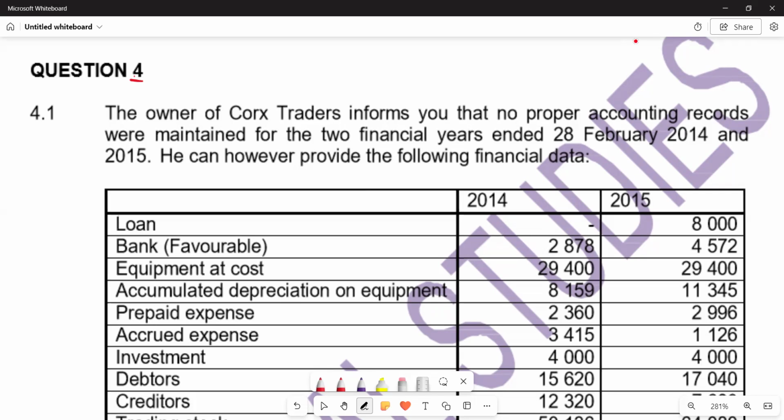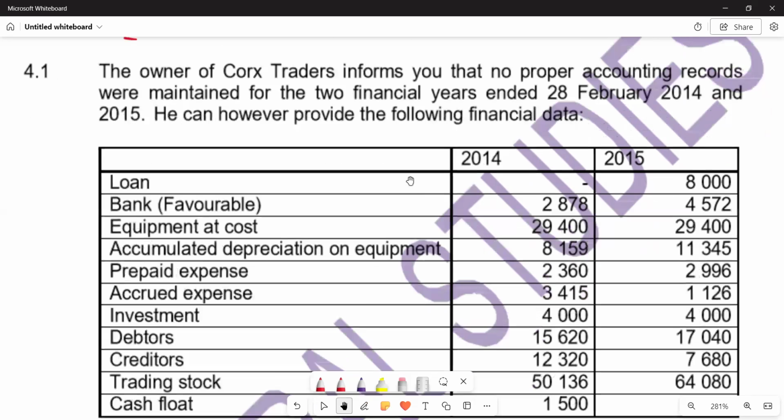So the question there is, the owner of Cox Traders informs you that no proper accounting records were maintained for the 2 financial years ended 20th February 2014 and 2015. He can, however, provide the following financial data. So this is data that we're given, the balances of 2014 and 2015. So given that list of balances, let's try to see what we have beneath that.